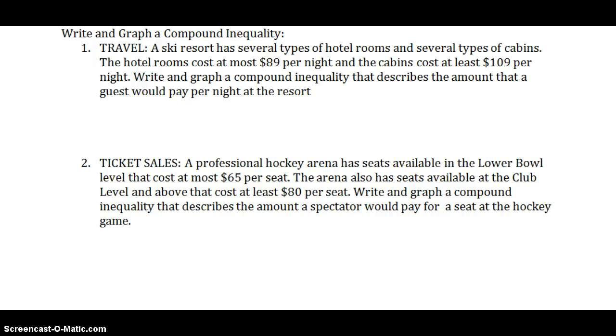A ski resort has several types of hotel rooms and several types of cabins. The hotel rooms cost at most $89 per night. So the cost of a hotel room, let's set up an inequality, X for hotel room, at most 89. So it could be less than or it could equal 89. Okay, so that's for the hotel. And the cabins, that's another choice. It's an option. The cabins cost at least $109 per night. So at least. So cabins can be greater than or equal to $109.